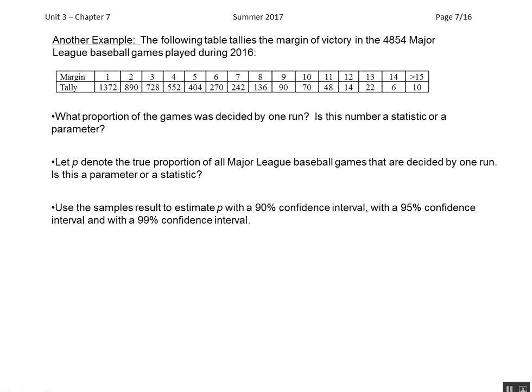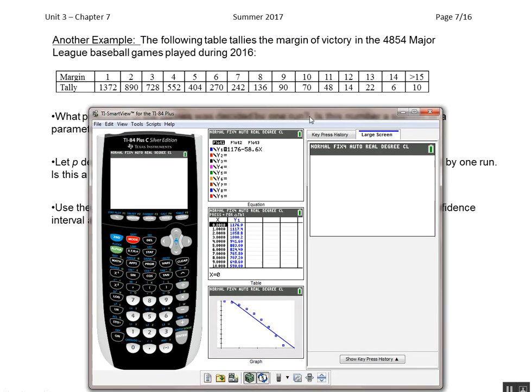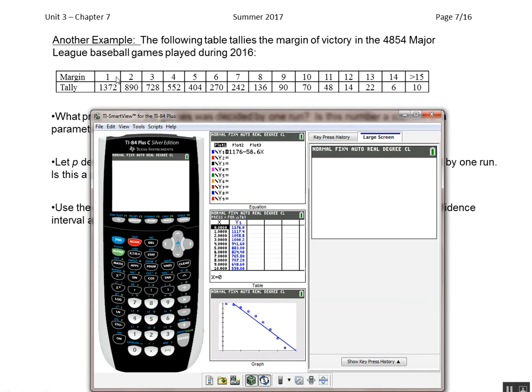I believe this was the regular season games. If you notice, most games were won by one run. Very few games were won by more than 15. So what I need to do here is look at the calculator, and we're going to use this data here to come up with a 90% confidence level.